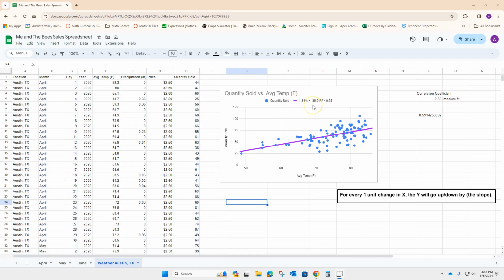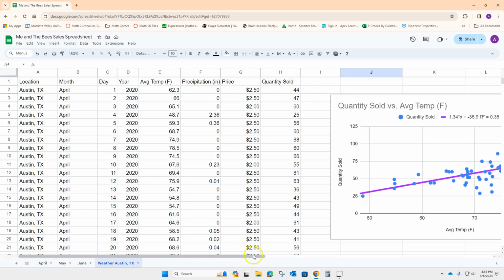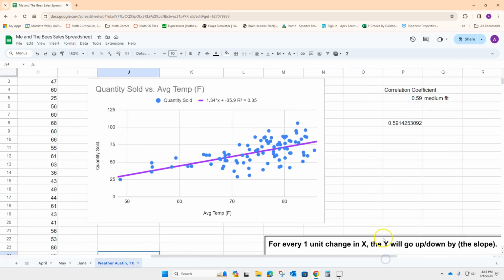And now we're going to take that equation and we're going to talk about what it means. In other words, we're going to interpret it. Remember that the equation of a line is usually in the form y equals mx plus b, and that's exactly what we have here. So if I zoom in a bit, you can see that I have y equals 1.34x plus negative 35.9.